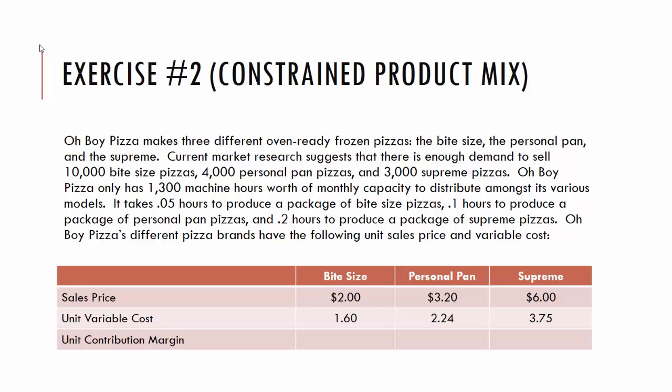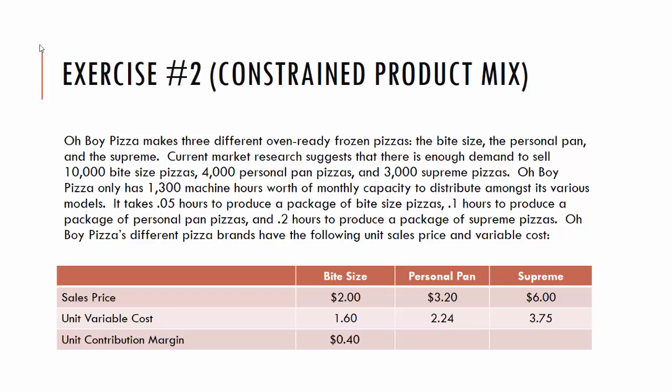Well, we have already come across the concept that what we want to do is maximize our contribution margin. If we have the option of making different products, we're obviously going to make the product that is most profitable to us. So what is our unit contribution margin for our 3 different brands? Well, we have this information given. Bite Size sells for $2. It costs about $1.60 to make, which means each package of bite-sized frozen pizzas that we sell contributes about 40 cents towards paying our fixed costs.